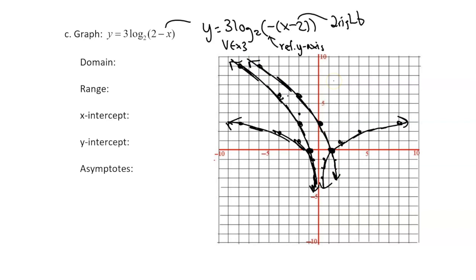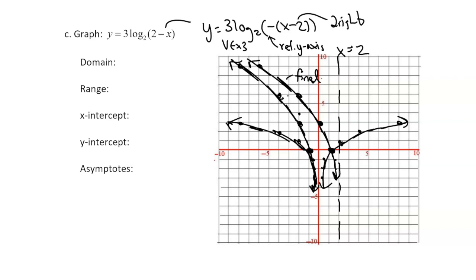Okay, so you would have an asymptote right here at x equals 2. This is our final graph. And let's see what we can say about the characteristics of it.